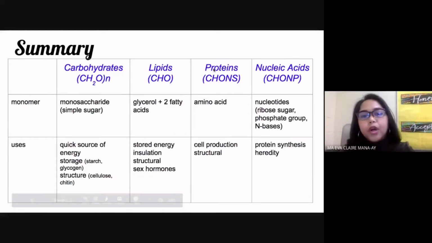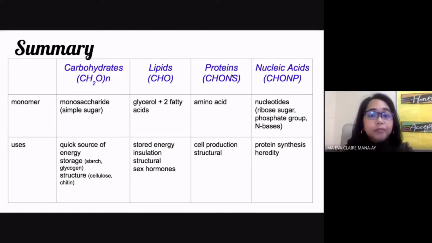Now, as for your proteins, you have carbon, hydrogen, and oxygen still, but most importantly, it has the nitrogen atom. It contains nitrogen atoms, and in some cases it might have sulfur. It might even also have phosphorus. The monomer of proteins is the amino acid. For the uses of proteins, first, they are very important for cell production and the making of your muscles.